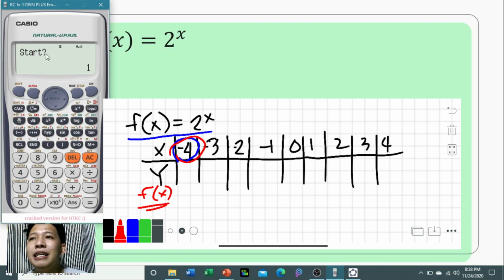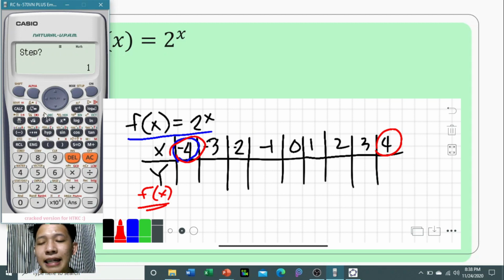So, yung pinakamaliit, yun yung start. So, we'll start with negative 4. And then, we have to press equals. And then, end, ibig sabihin, saan tayo magtatapos? So, dito sa table of values natin, magtatapos tayo kay positive 4. That is why we have to put down here 4.